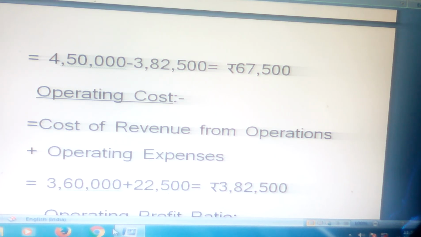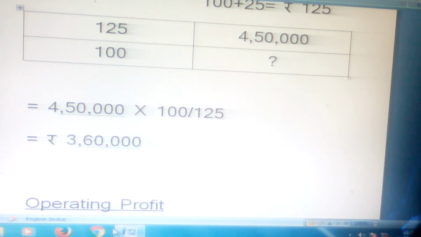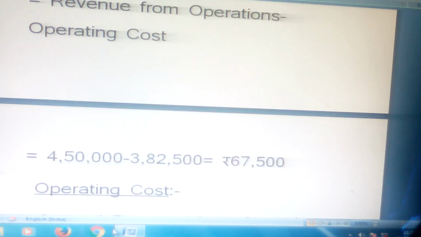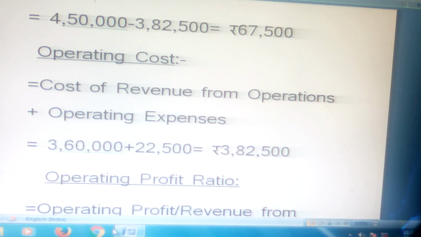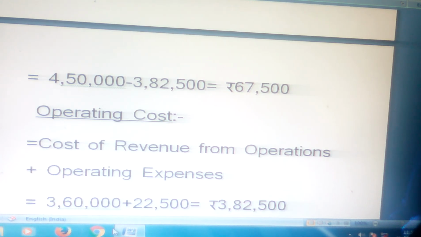Cost of revenue from operations plus operating expenses, you get operating cost. As you know, just now we calculated our cost of revenue from operations, 3,60,000. So we substitute 3,60,000 here. From the problem they have given operating expenses 2,500. If I add together, we get operating cost 3,82,500.